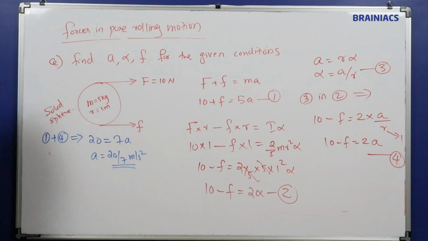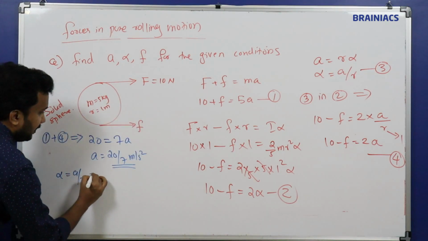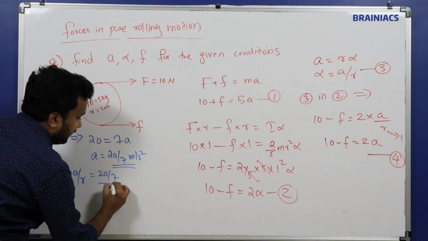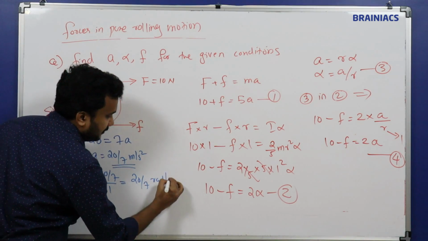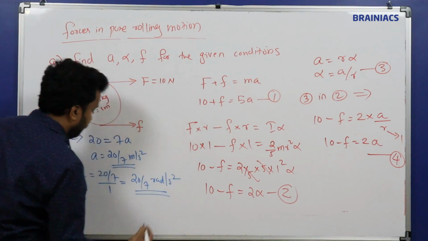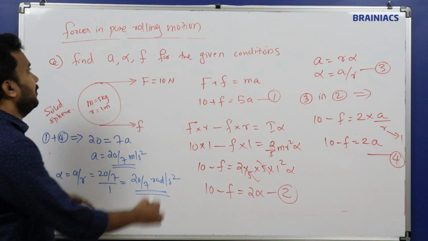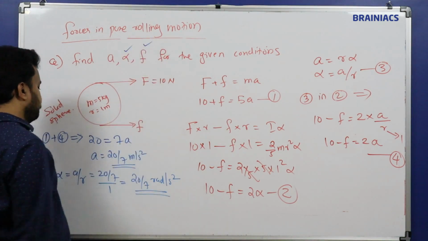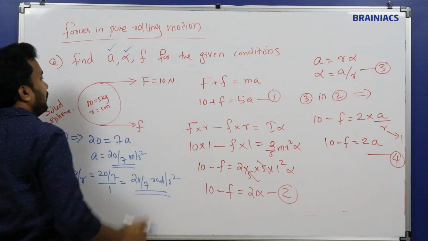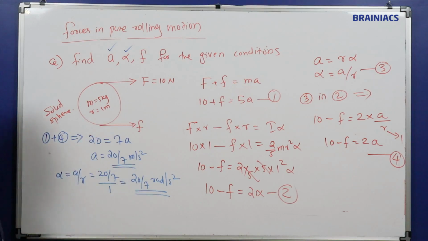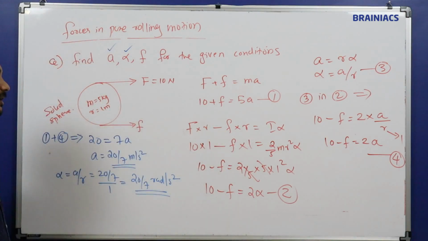This we can put in any one of the equations. We have the acceleration, so alpha is equal to A by R. So 20 by 7 divided by 1 is 20 by 7 radians per second square. This is the value of alpha. So we got the alpha value also. Next, what do we require? Sorry, we didn't get F, right? We got A and we got alpha. Now we want to get F. To get F, we can substitute in any one of the equations. Suppose I place it in equation number 1.